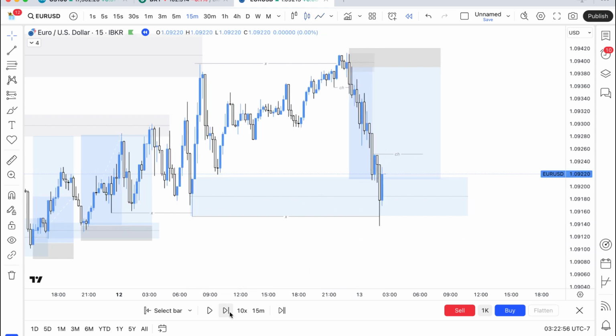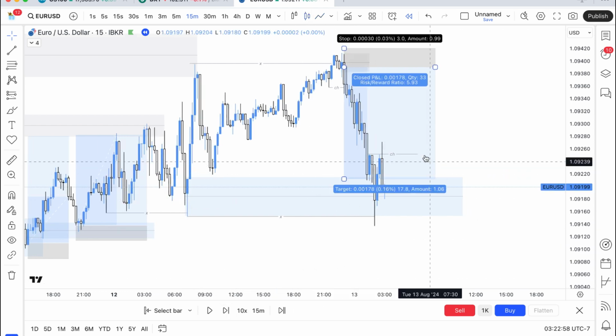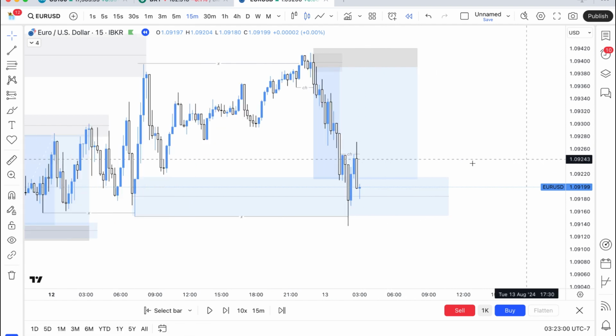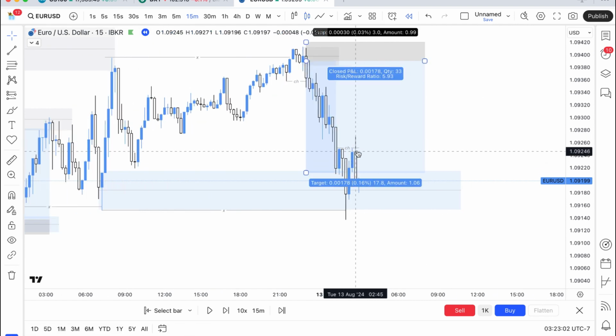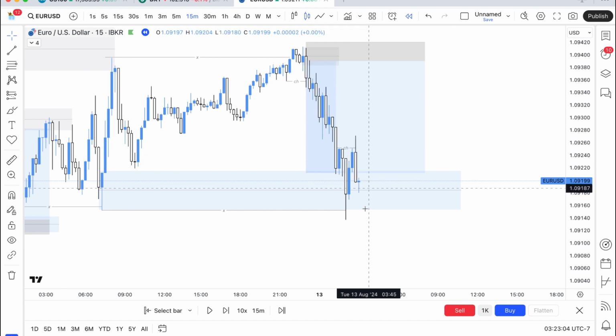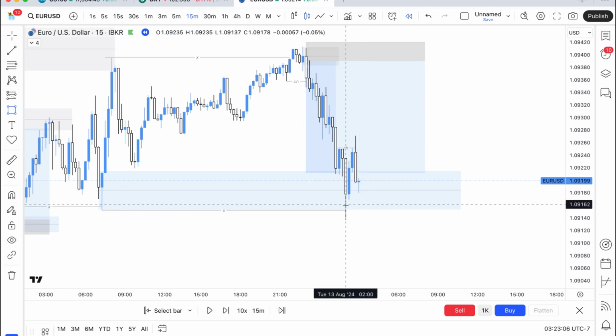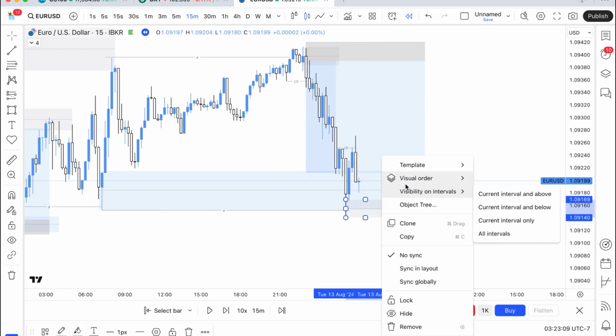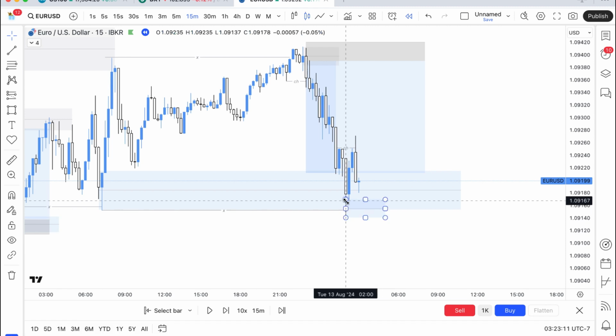So let's see what happens here. Okay, so there you go. We got a break. Here's what's interesting. This is a wick closure above, right? So yes, that is a wick closure. This is also a wick closure below, but that doesn't mean that prices cannot run bullish from here as well. So we're going to use both of these.